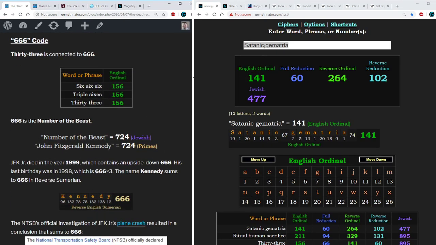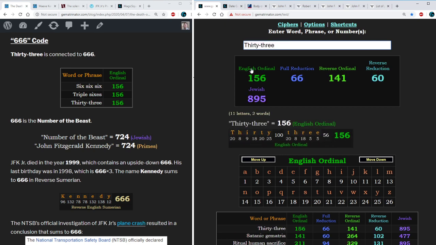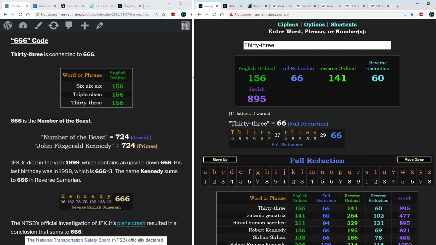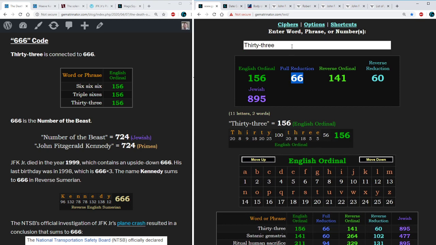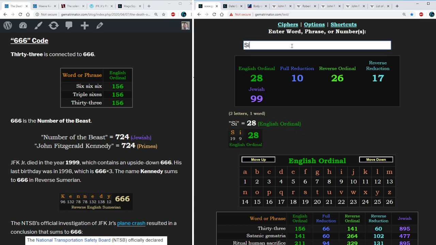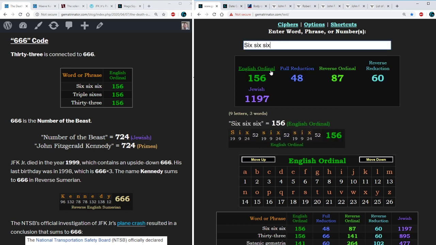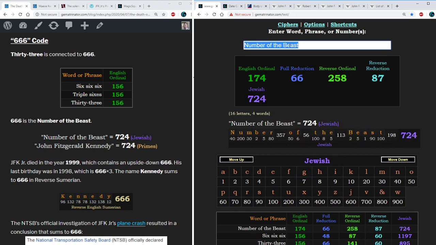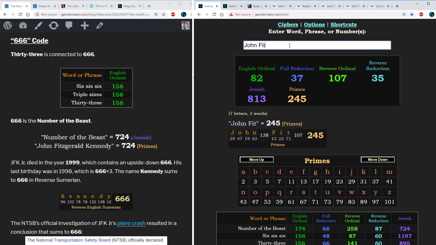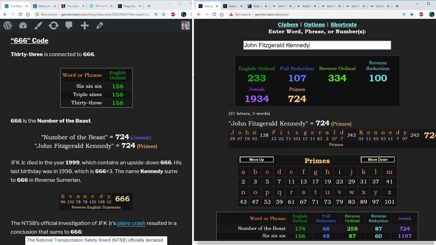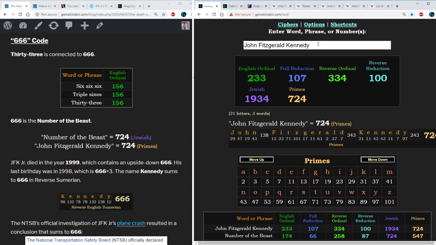But of course there's more. When we're talking about 33 and its ordinal value of 156 and reduction value of 66, remember the book of Revelation, the 66th book of the Bible, reveals the number of the beast to be 666. Notice how this and 666 both equal 156. 666 is the number of the beast. Notice how this has matching gematria with John Fitzgerald Kennedy, 724.